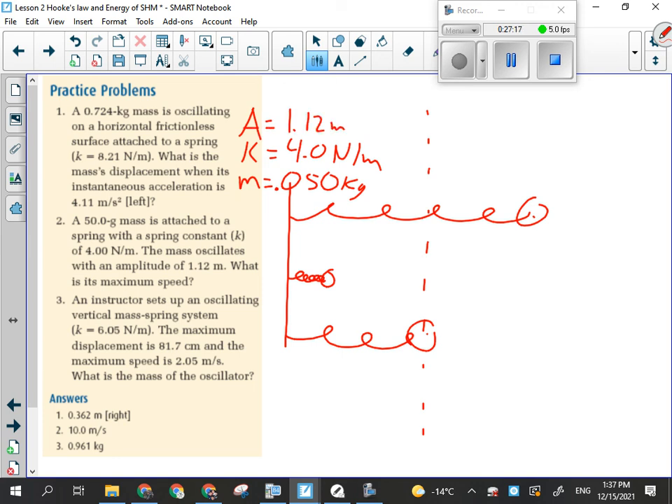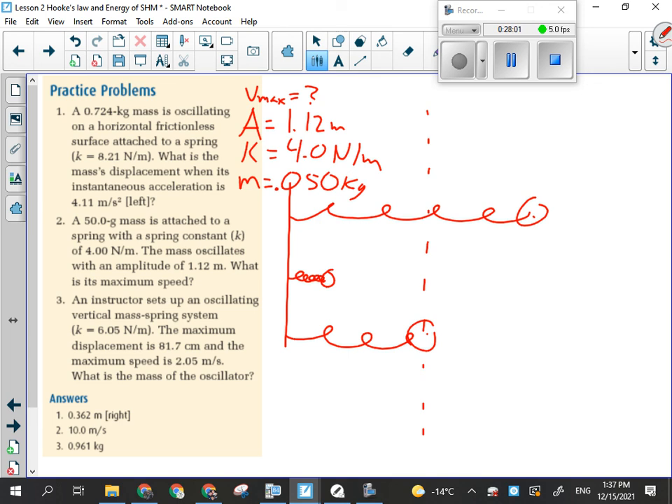Okay, and I'm writing A. I could also write X initial if I wanted, but I don't usually write X initial or X final if it specifically says amplitude, because it's a special X. It's the biggest X can be. All right, so I've got amplitude being 1.12 meters, and now I'm looking for the maximum speed. I could say VF, but again, I don't write it if it says maximum, because that's the biggest it can be, and I know that occurs where? Where does the maximum speed of a mass on a spring occur? At equilibrium.